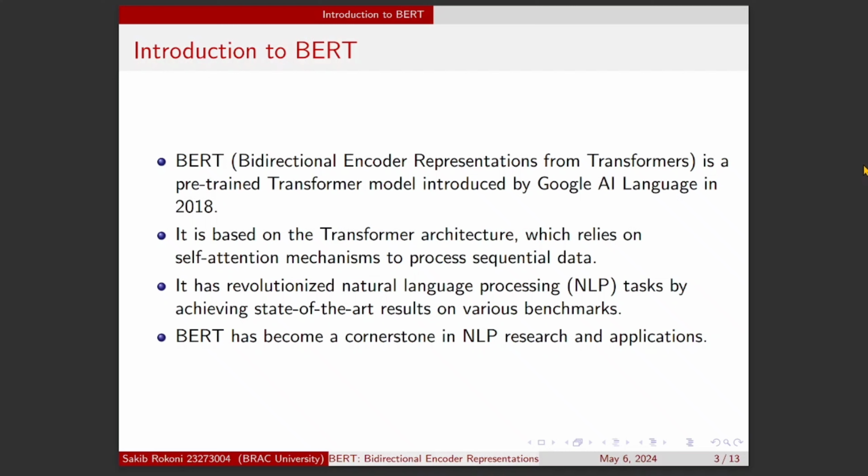BERT stands for Bidirectional Encoder Representations from Transformers. It is a state-of-the-art natural language processing model developed by Google. It utilizes a transformer architecture, allowing it to understand the context of words in a sentence by considering both the left and the right context simultaneously. BERT has achieved remarkable results in various NLP tasks, including question answering, sentiment analysis, and text classification, by pre-training on a large corpus of text data and fine-tuning on specific tasks.